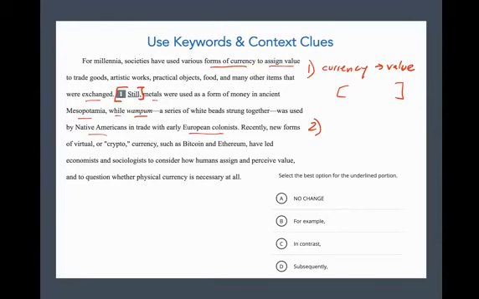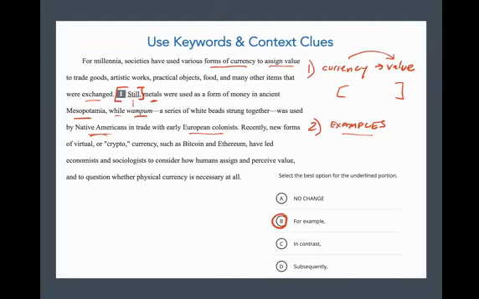What did they just give me here? They talked about currency, different currencies for assigning value. And then they talked about some examples. Metals used in Mesopotamia, wampum used by Native Americans in America. These are all examples. How am I going to get from my first idea to my second? Well, I need something emphasizing examples.